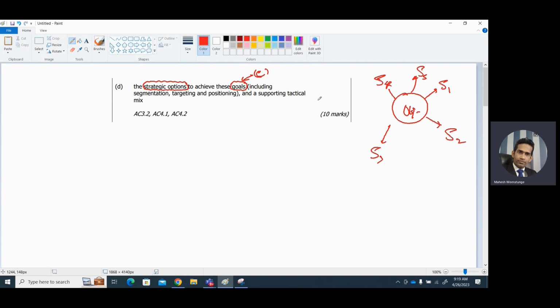We were talking about how, to achieve those goals and objectives, what strategies are available. They said there are so many other strategies. In your answer, there should be segmentation related strategies, targeting related strategies, and positioning related strategies also. There are so many other strategies now.